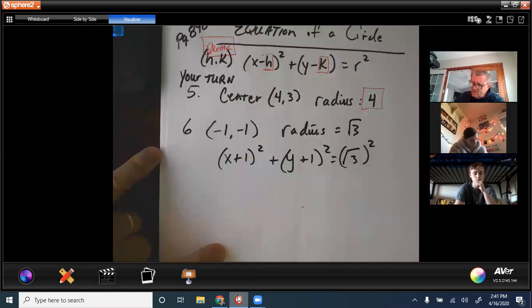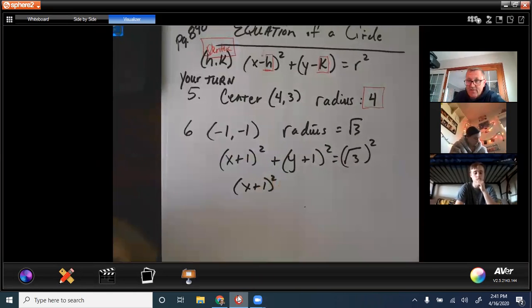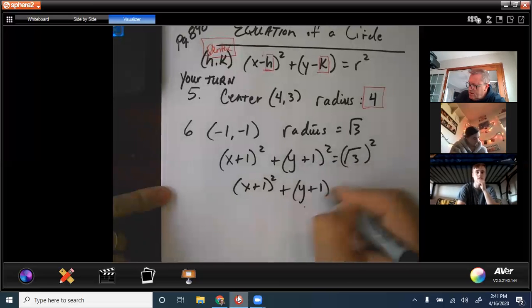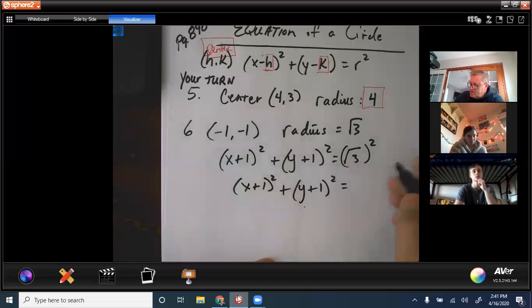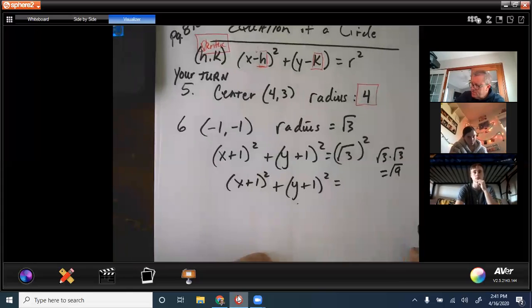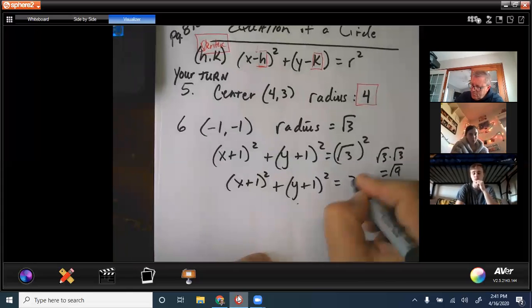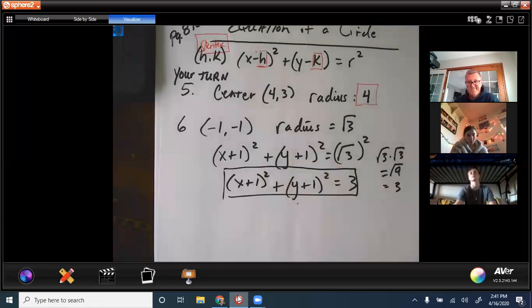So this side, there's nothing to simplify necessarily. You don't multiply that out. You just leave it in that form. The square root of 3 squared is the square root of 3 times the square root of 3, which is the square root of 9, which is 3. That makes sense? I mean, those are the basic things for the equation of a circle.